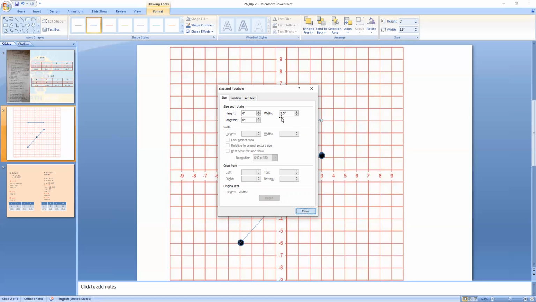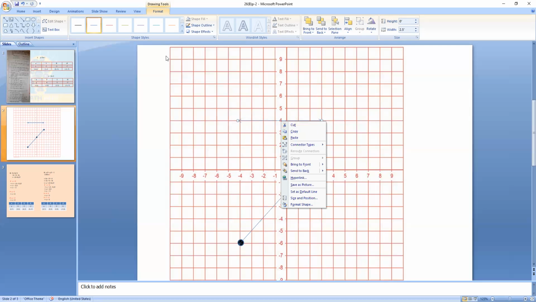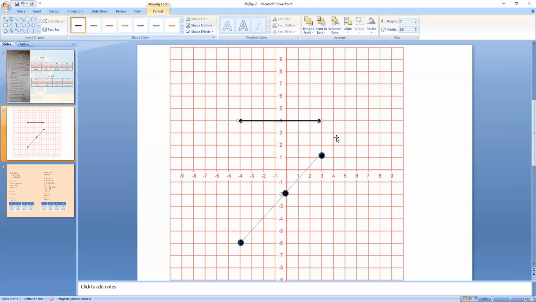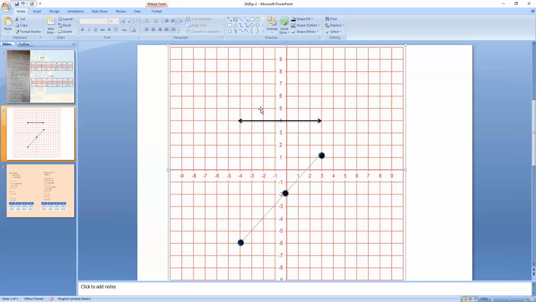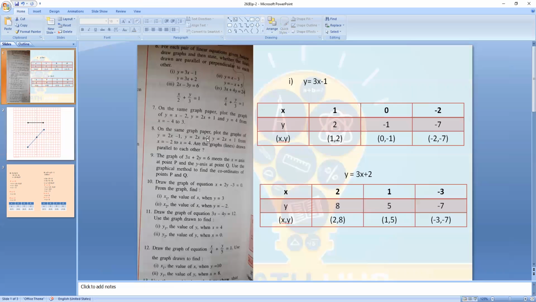Okay. Let me change its color. Now it is visible, right? So here to here, that is the line. In the same way, you have to draw the other line.